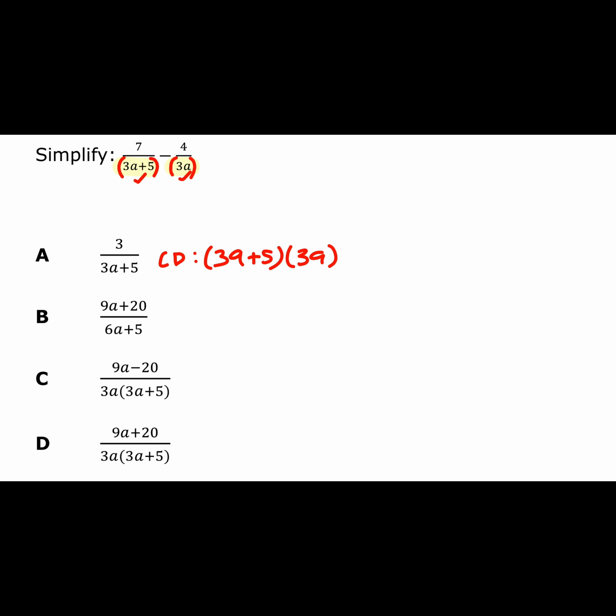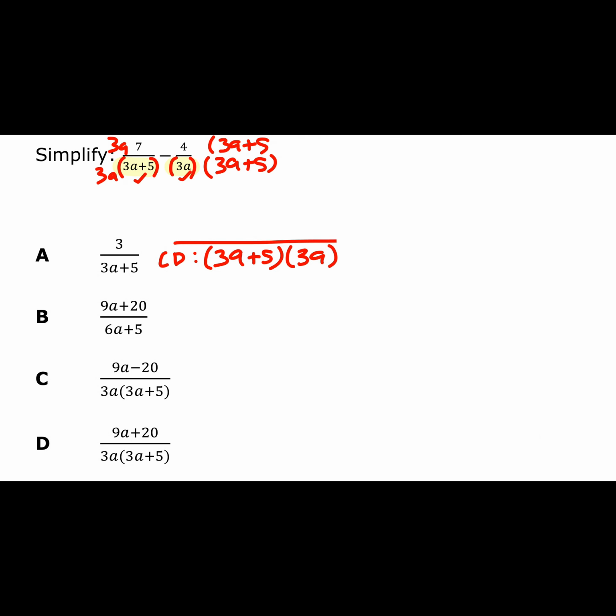So our common denominator needs to account for both of those factors. So 3a plus 5 accounts for this factor, and 3a accounts for the second factor. So this tells me that in order to get this first fraction to match this denominator, I need to multiply the top and bottom by 3a. And in order to get this second fraction denominator to match this denominator, I need to multiply the top and bottom by 3a plus 5.